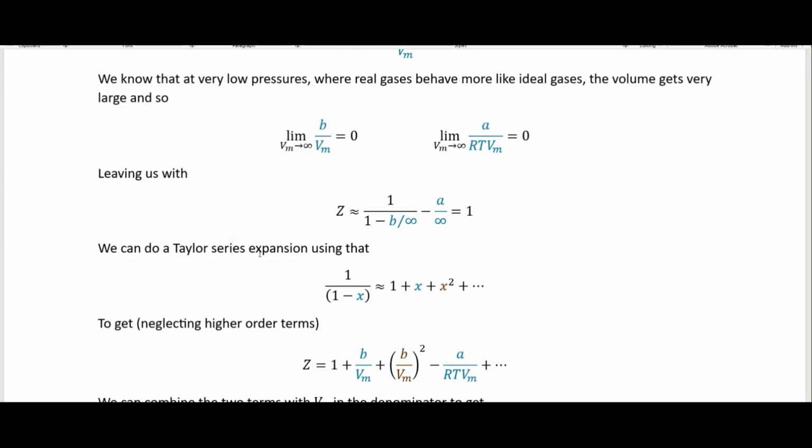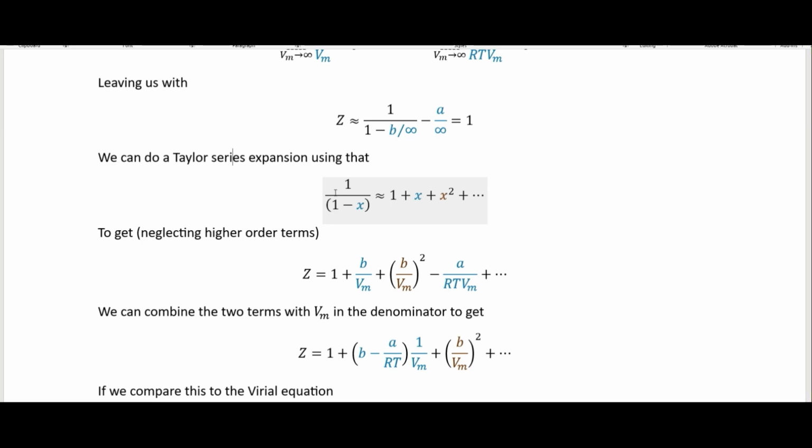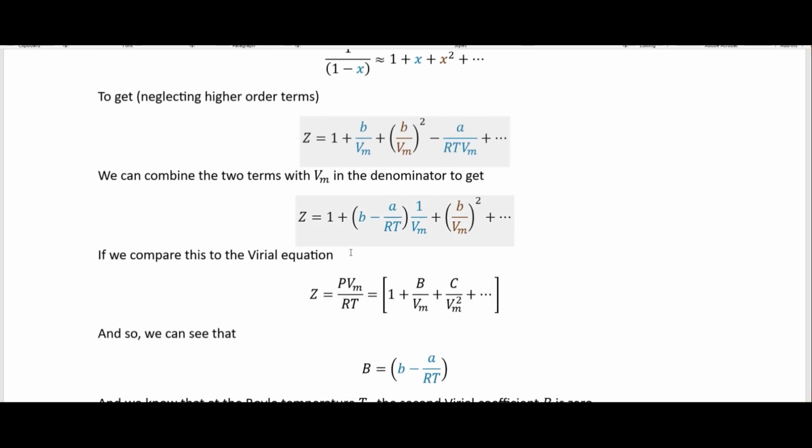We can do the Taylor series expansion using this approximation right here. So this 1 over 1 minus x is equal to this Taylor expansion right there. So then we get this. So we can collect the like order terms. So that's the stuff that I have in blue right here. We see that we have the B minus A over RT, and this 1 over V sub M was our commonality between the two terms.